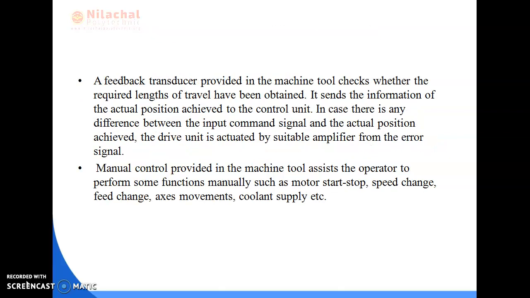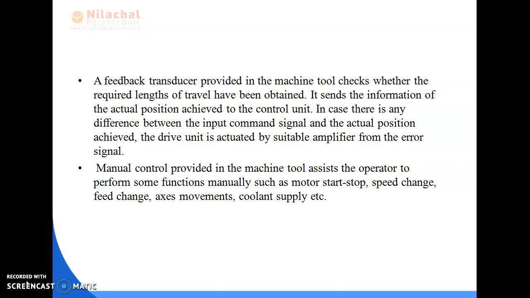A feedback transducer is provided in the machine to check whether the required length of travel has been obtained. It sends the information of the actual position achieved to the control unit. In case there is any difference between the input command signal and the actual position achieved, the drive unit is actuated by a suitable amplifier from the error signal. Means the feedback device always works by comparing the input data to the actual data.